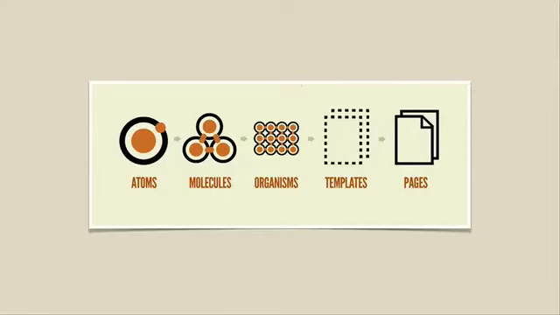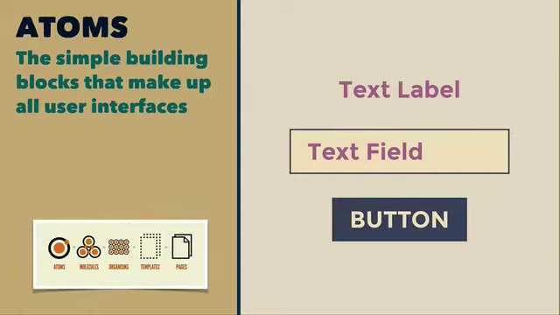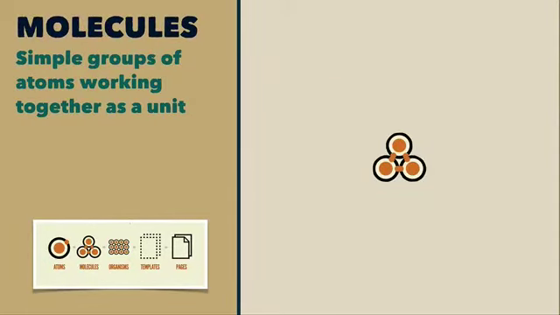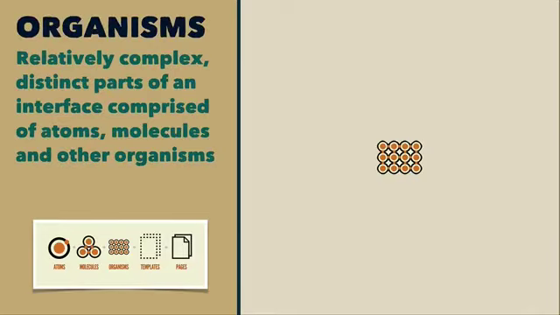So these are the stages. At the bottom, we have atoms, and then these combine to make molecules, and then organisms, templates, and pages. To go through these one by one, atoms are the simple building blocks that make up all user interfaces. So things like labels, fields, and buttons. Molecules are then simple groups of atoms working together as a unit. So for example, in my app Mooba, this is a search bar which is made up of a label, a field, and a button. Then an organism is a slightly more complex part of an interface which is made up of atoms, molecules, and other organisms.